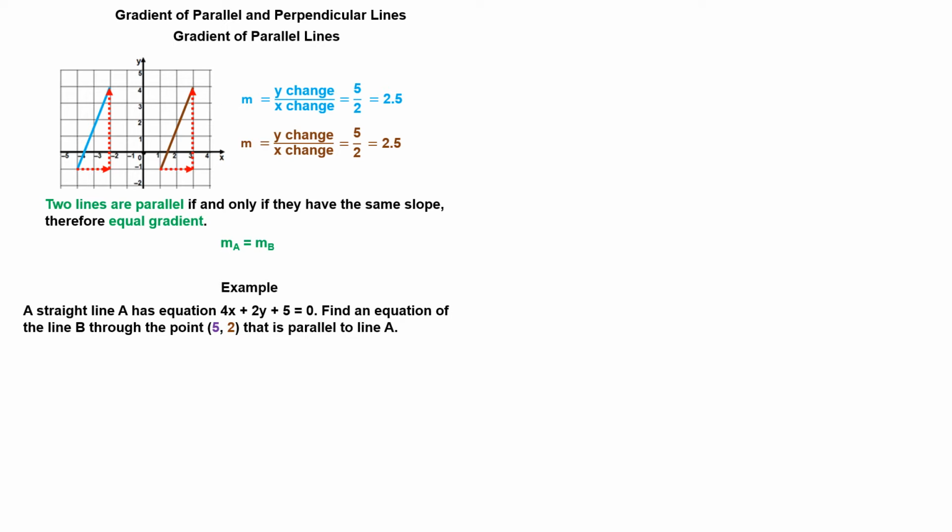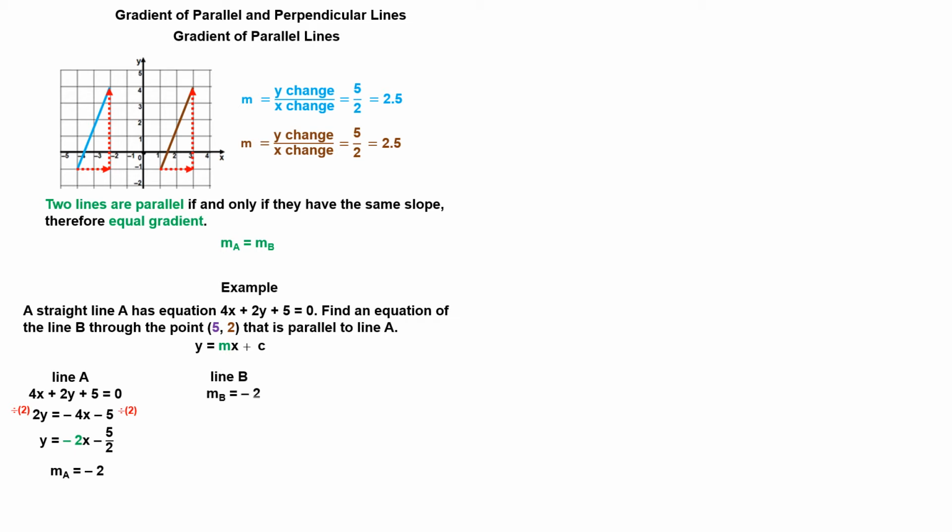First, we write the equation of the given line in slope-intercept form. Make y the subject of the equation. We can see that the gradient of line A is minus 2. Since line B is parallel to line A, it also has the gradient of minus 2.